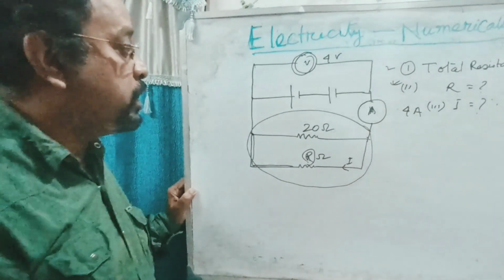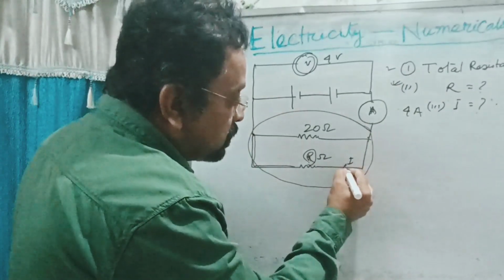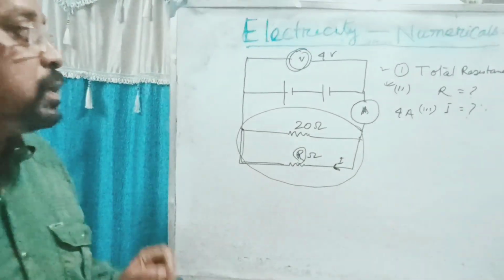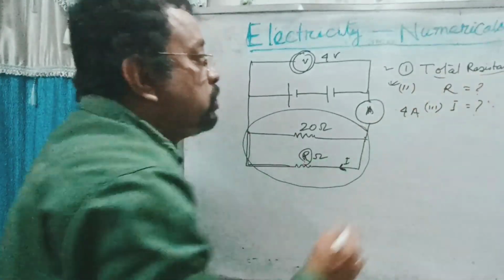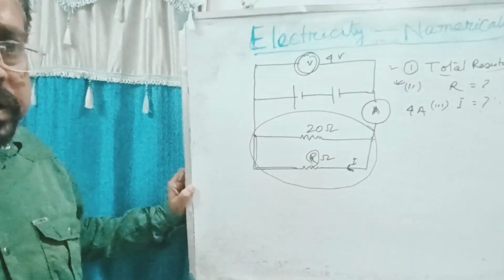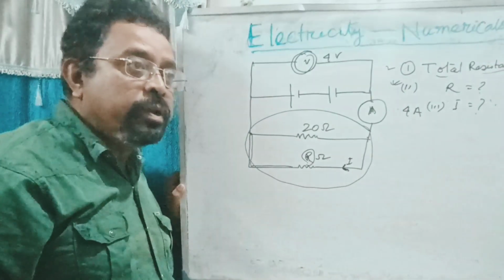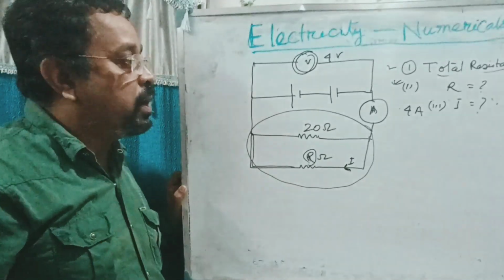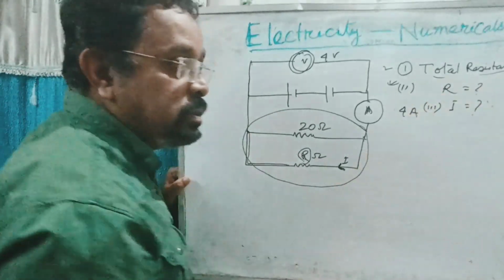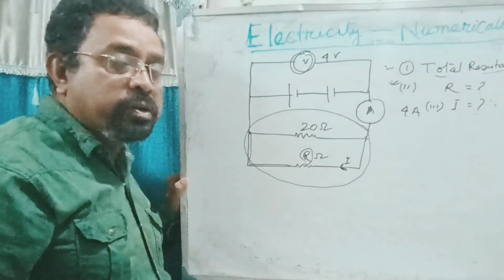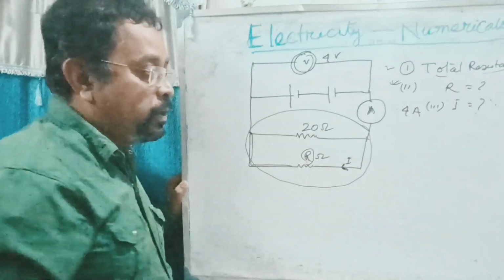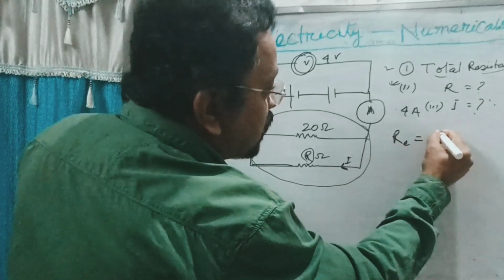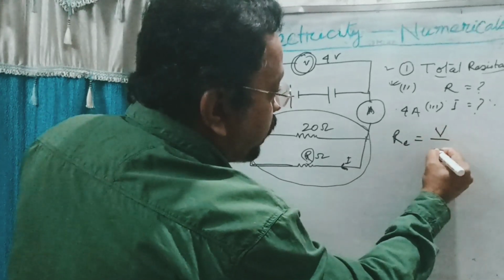And number three, what is the current flowing through this resistance R? Okay. So how to find the value of the total resistance? It is very simple. From Ohm's law, we know that V is equal to I into R. So I is equal to V by R, or R is equal to V by I. So equivalent resistance R_E is equal to V divided by I.